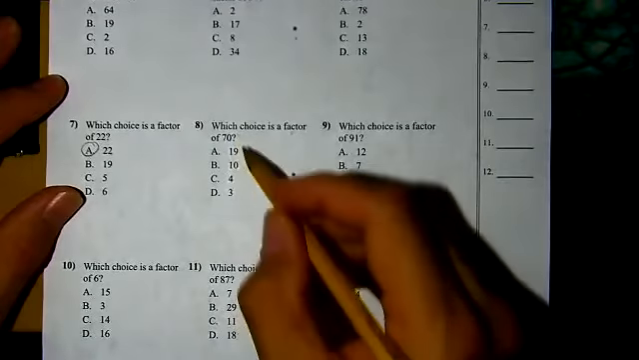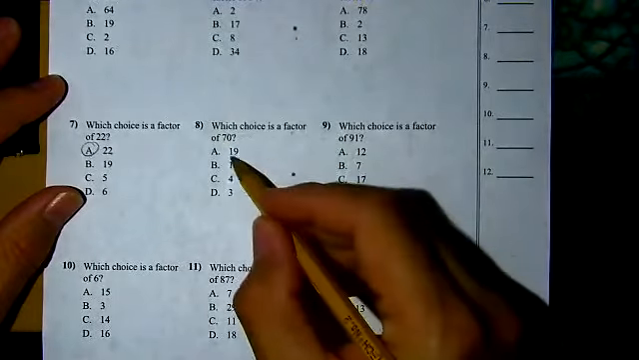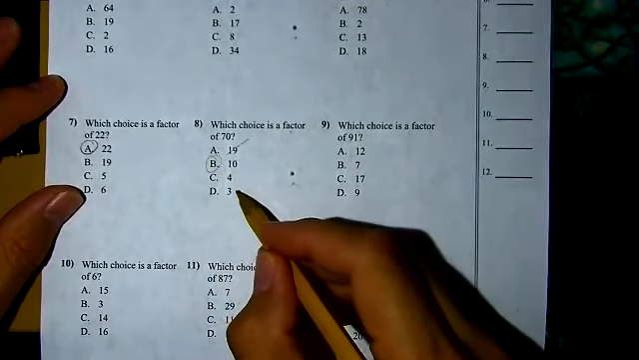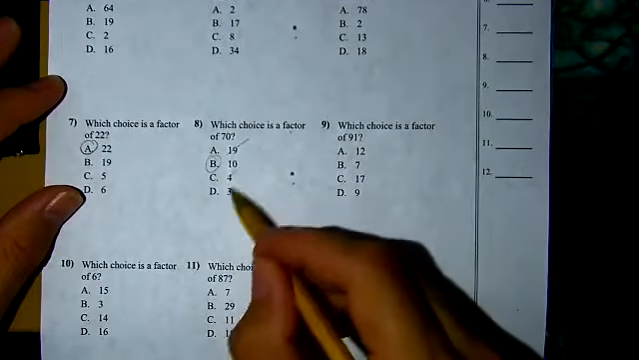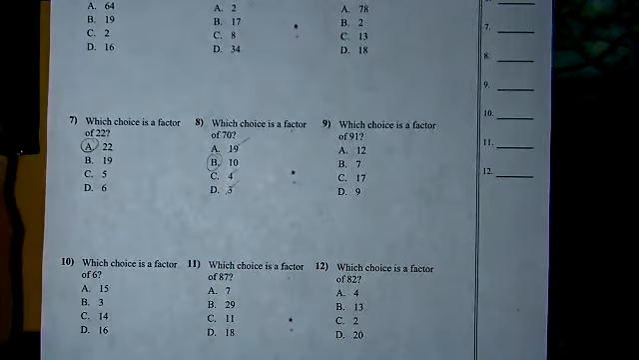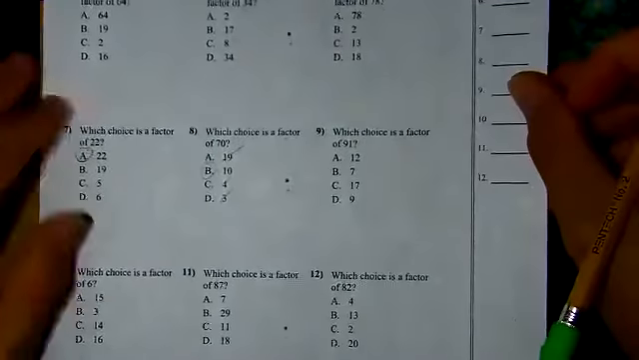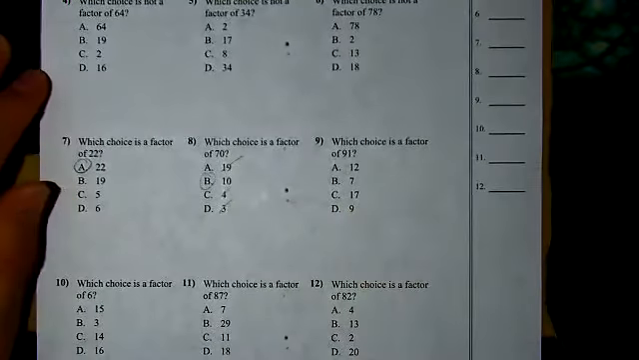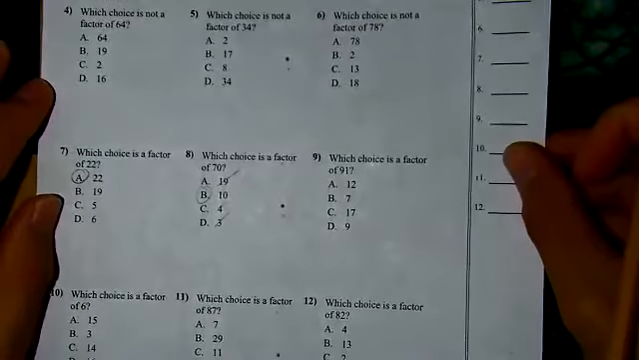So 70. 19 won't go into 70 even. 10 will. 4 won't. And 3 won't. And you can do those longhand. You don't have to have all of your numbers memorized all the way up to 70. But I know that 7 times 10 is 70. So you can finish that page out. The answers are on the second page.